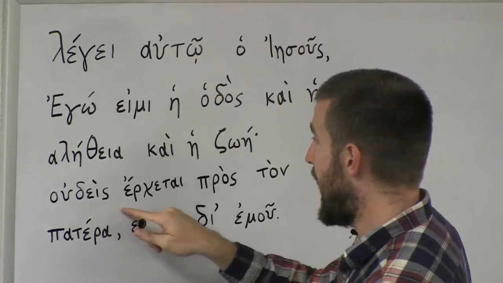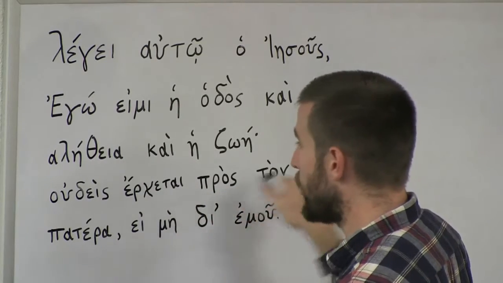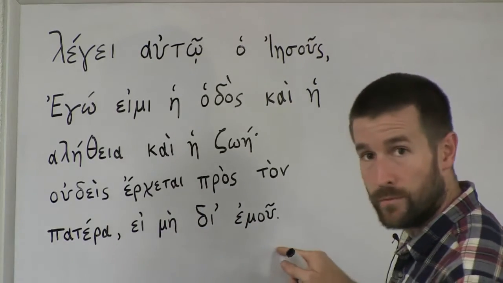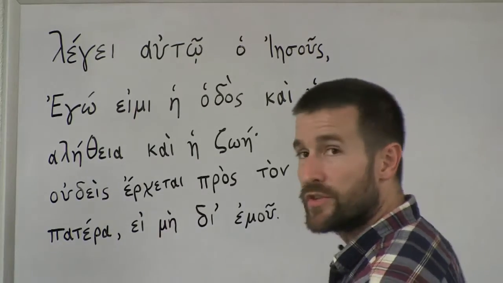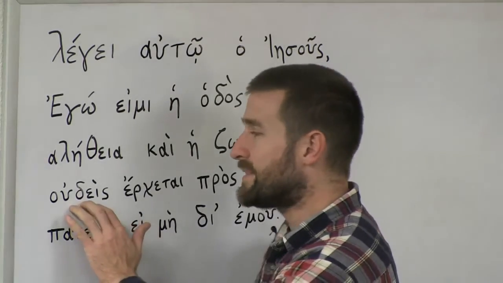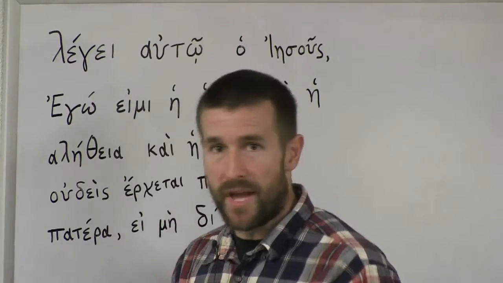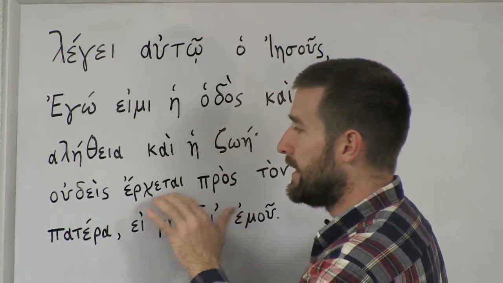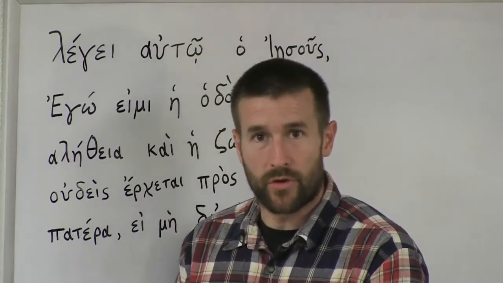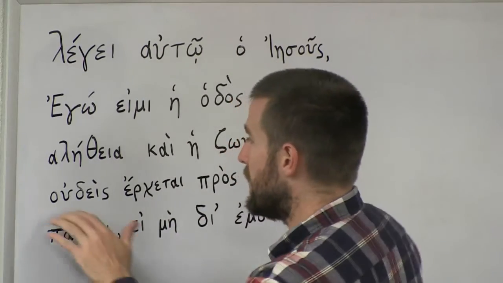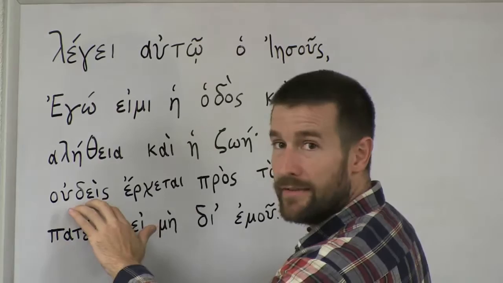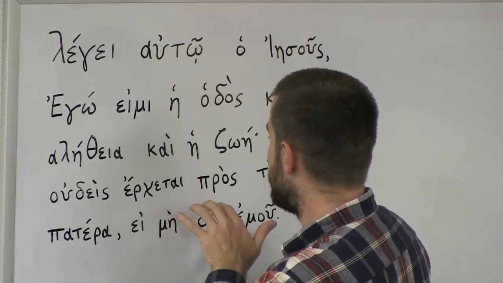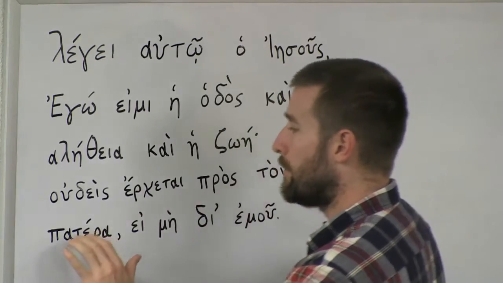Udis erchete pros ton patera i mi diemu. All right? So let's go through this word by word. Udis means no one or nobody. All right? Udis erchete, and erchete means comes, or cometh in the King James. No one or not anybody, nobody cometh. Udis erchete pros ton patera.